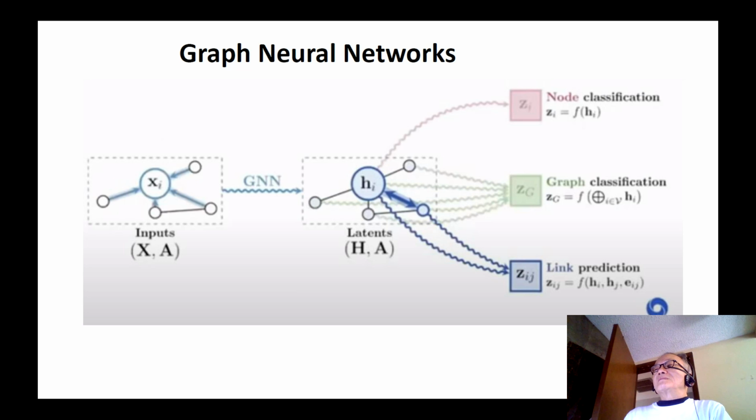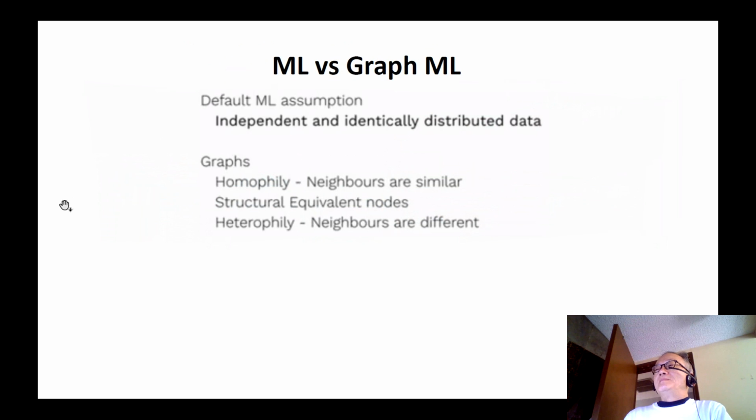We can also use graph data for advanced use cases, such as graph neural networks. When we do traditional machine learning, we work with independent data. When we do graph machine learning, we usually work with related data together.